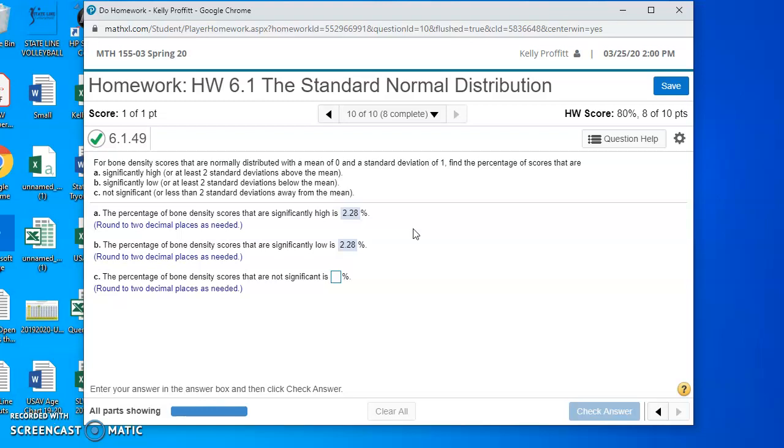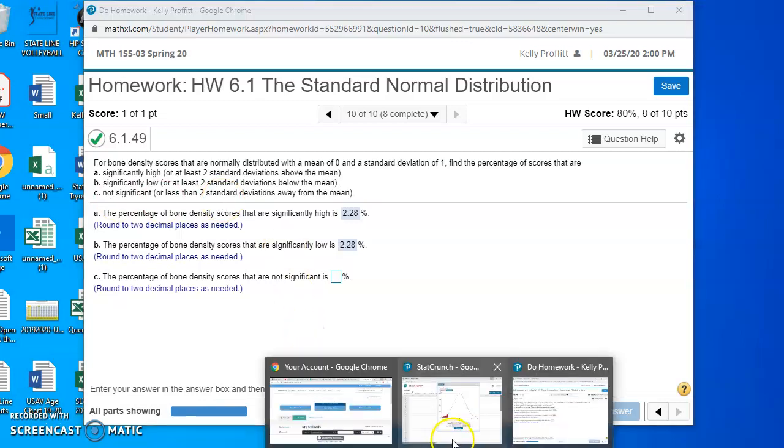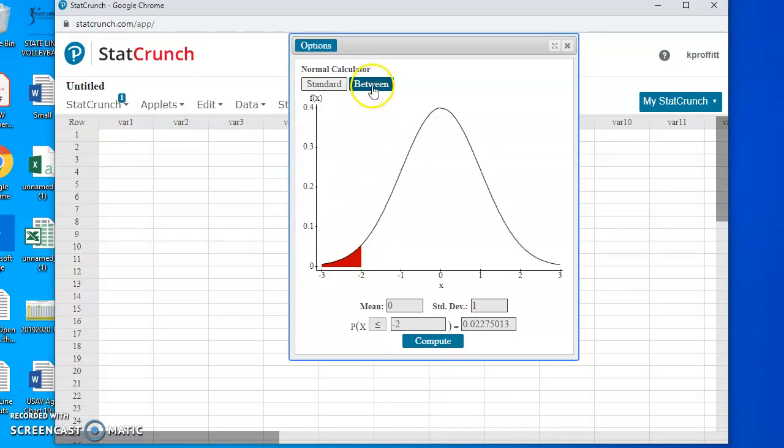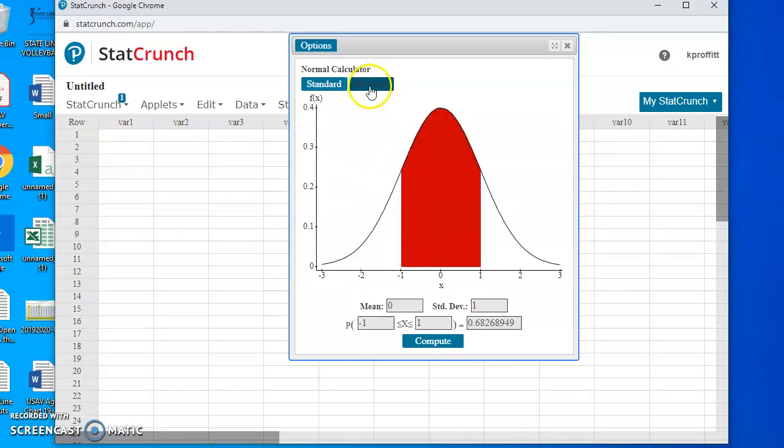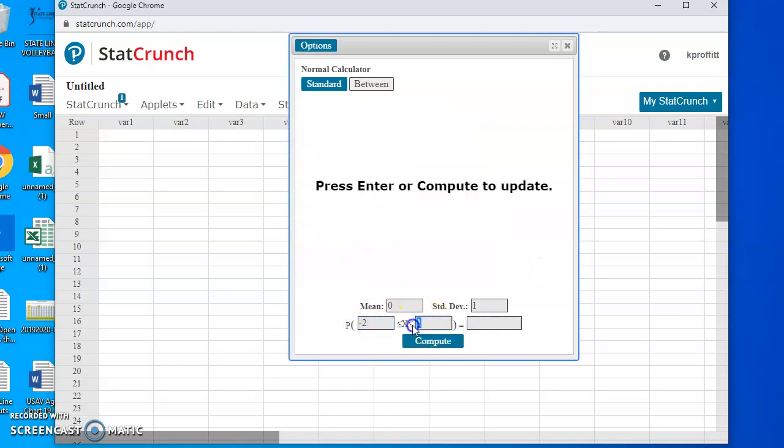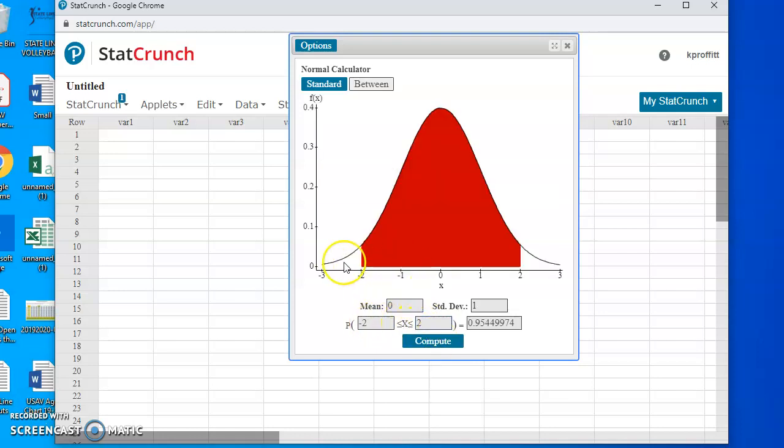Then part C says, what's the percentage of scores that are not significant? In other words, they're less than 2 standard deviations away from the mean. In other words, let's go to our calculator and I'll show you. If they're not significantly low or significantly high, they're going to fall between. So you're going to click between, and the mean is 0, the standard deviation is 1, but we're looking for z-scores that fall between -2 and +2. Okay, so your z-score is going to fall between -2 and +2 if it's not significant. It's not significantly low and it's not significantly high. It's going to fall in here in this area.